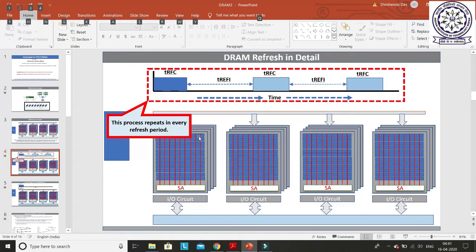At least if you are performing a refresh here in the normal case, this refresh must be performed in this row of bank 0, this row of bank 0, and this row of bank 0. This is a must in the normal case. So this you have to remember.